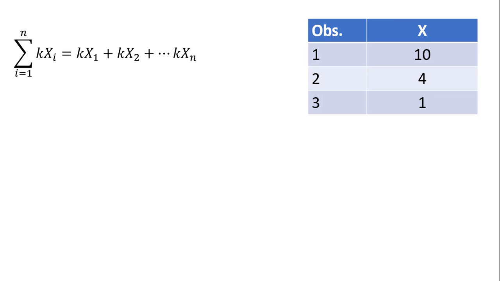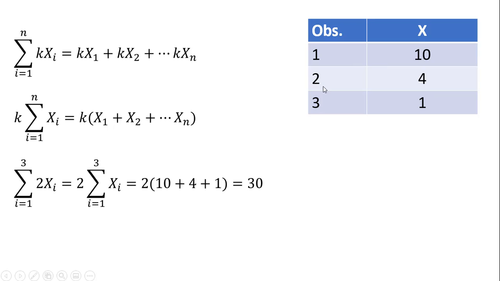Let's do another example. So here we have our summation operator, and here we have the constant k times the variable x. We can take this k and move it out in front of the summation operator. And we could get something like this on the right hand side.